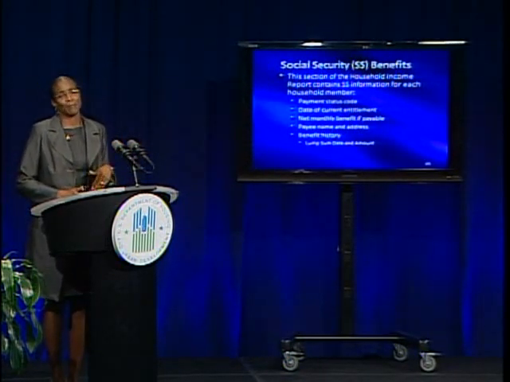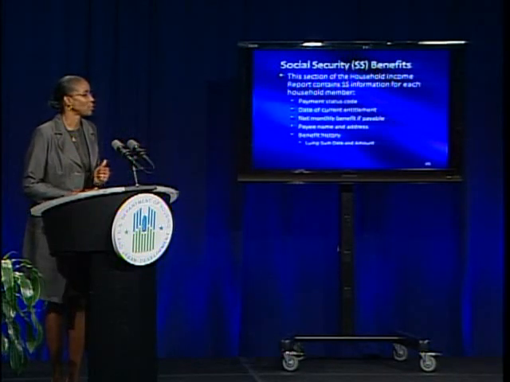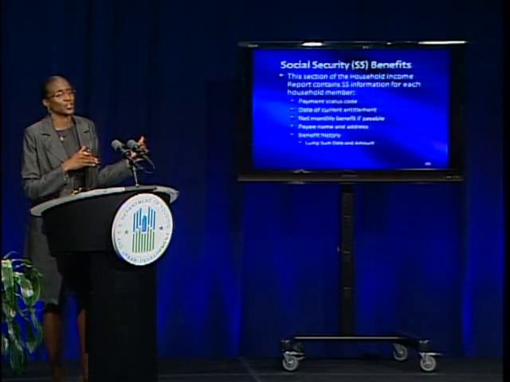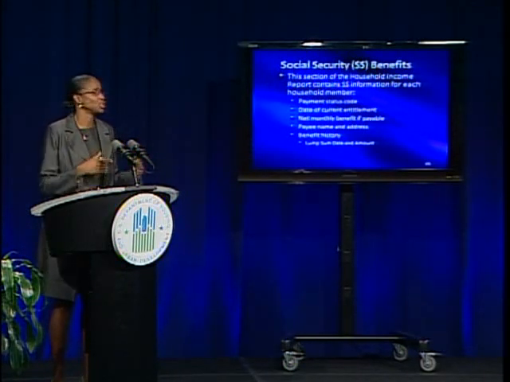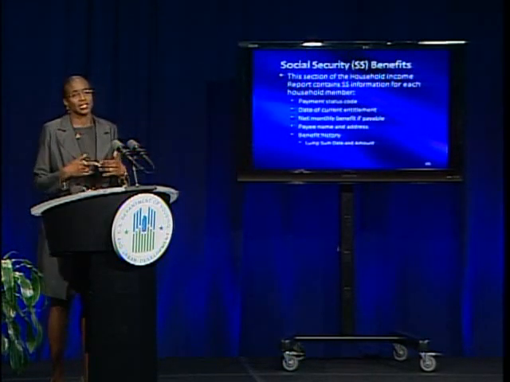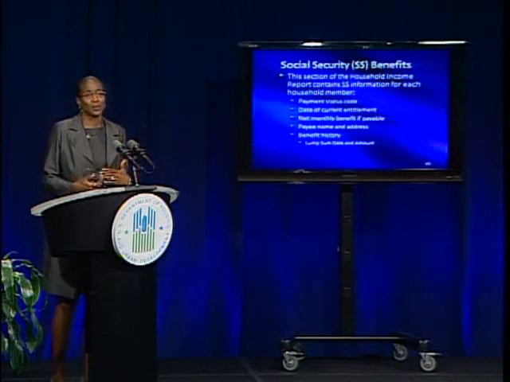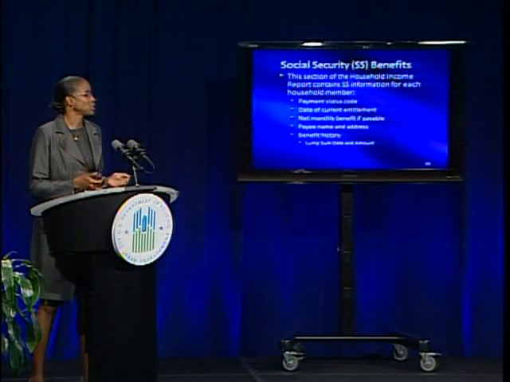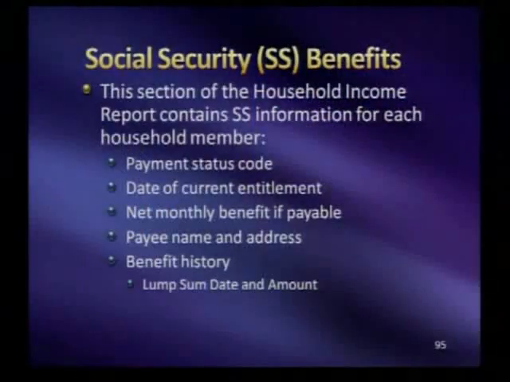And where we stopped before the break was talking about Social Security benefit information. Here we're just focusing on outlining for you what Social Security information is on the EIV report. Please keep in mind that the information on this report comes directly from the Social Security Administration. And so you'll see a payment status code as well as the date of current entitlement date of the Social Security benefit information, along with the gross and net benefit amount that's payable and payee name and address, along with the benefit history, as I mentioned earlier.